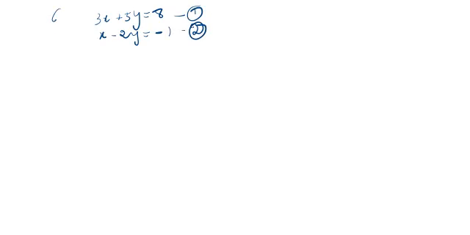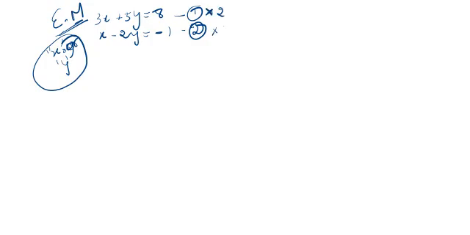So to eliminate, I have to get rid of x or y. Now to eliminate x or y, I have to make sure that the coefficients of x or y are the same. So if I'm eliminating y, I have to multiply this by 2 and this equation by 5. So then the coefficient will become 10. And when the signs are different, we normally add the equations.